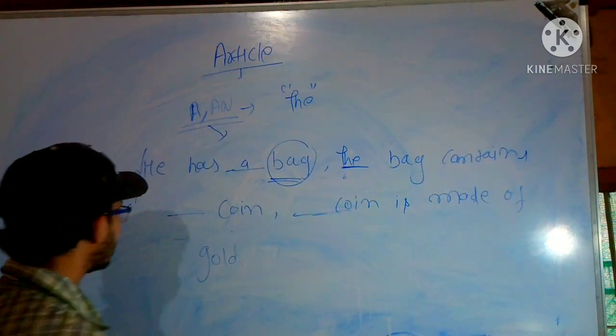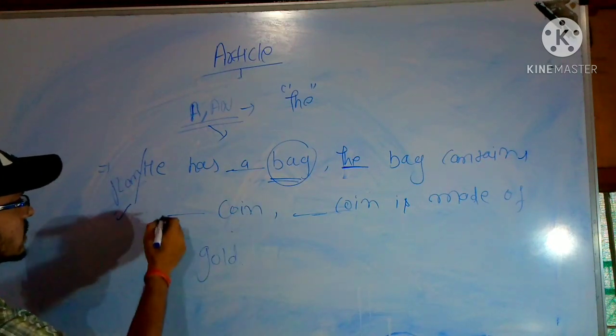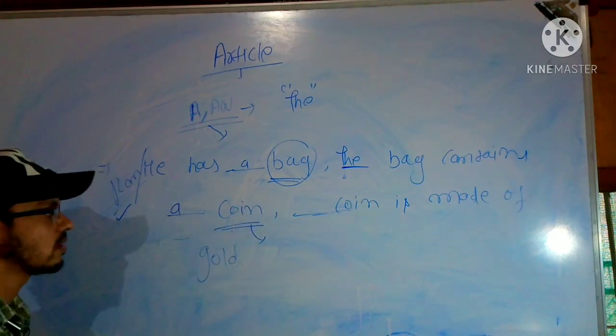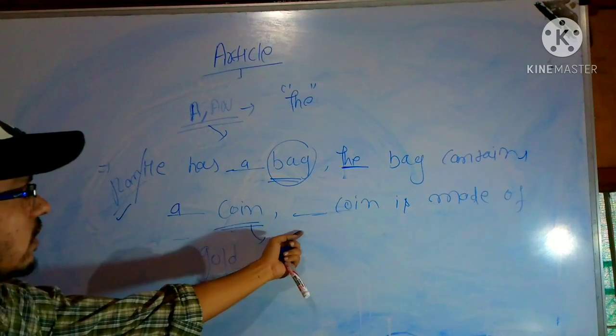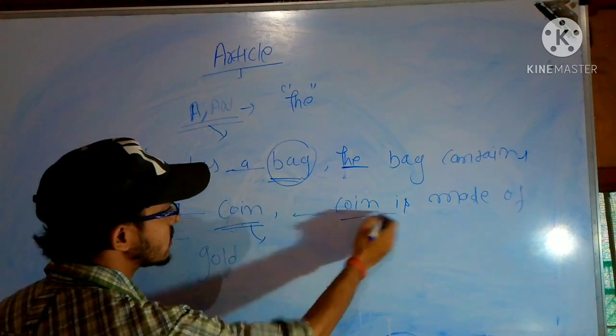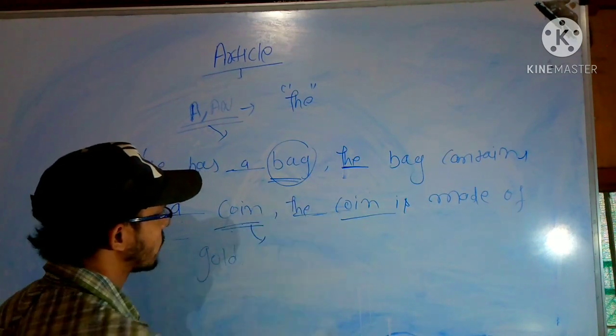The bag contains, what does the bag contain? A coin. Now we are just talking about the coin for the first time. After this, we are talking about the coin again. Now come here, we have talked about the coin here. Again the coin is used in the sentence, so let's use the here.